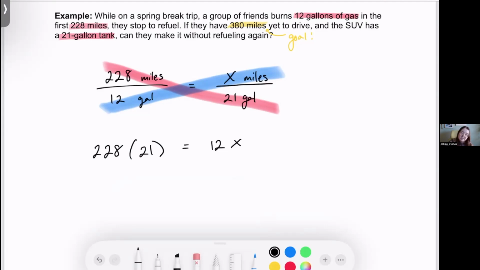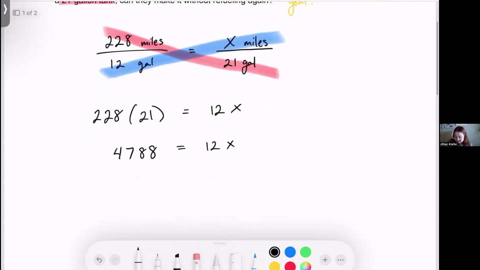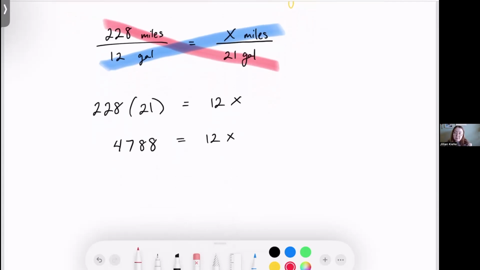So we can use our calculators or our brains to do 228 times 21. If you use a calculator or your brain, you're going to get 4,788 is equal to 12x. Now, we want to solve for x, and so we want to get rid of that 12, and the 12 is being multiplied, so we're going to divide both sides by 12.